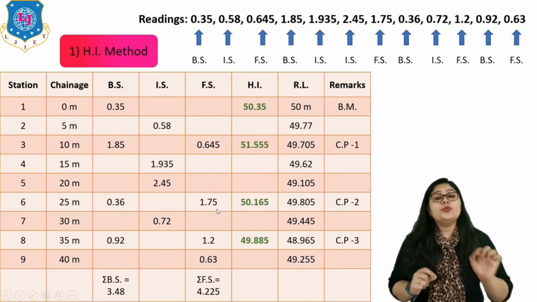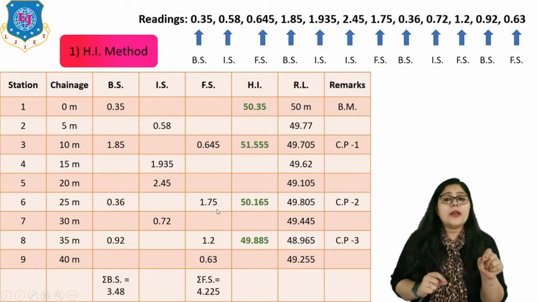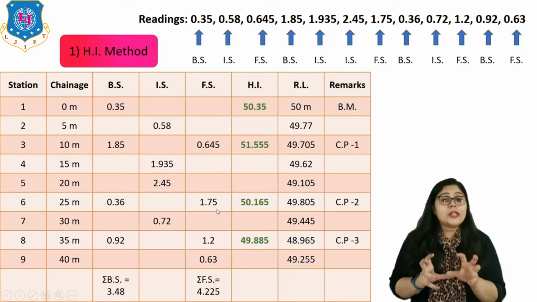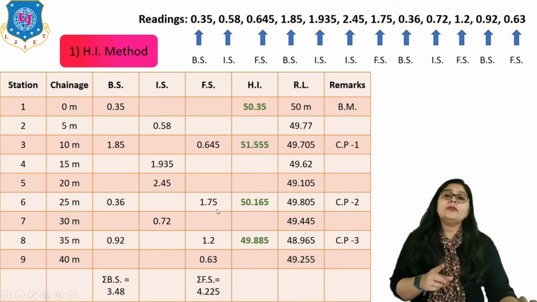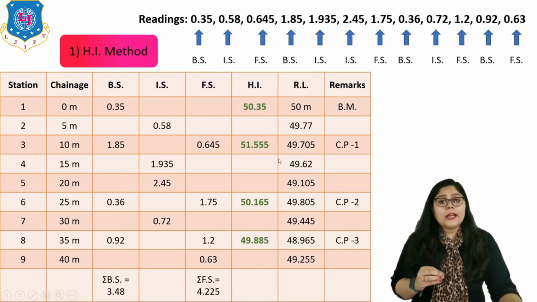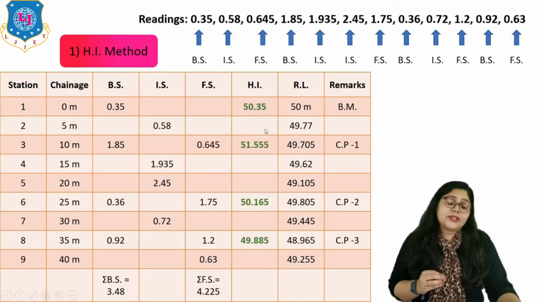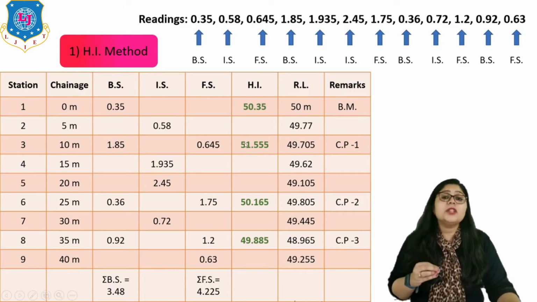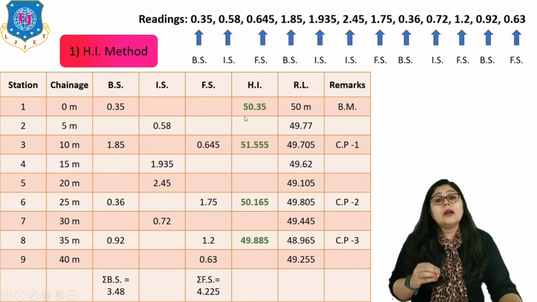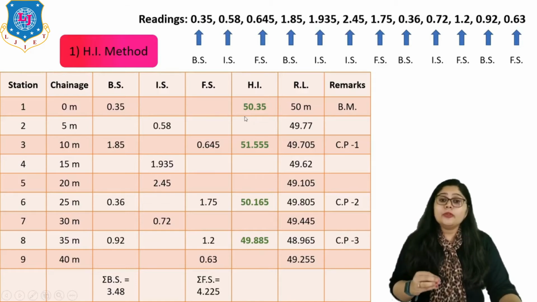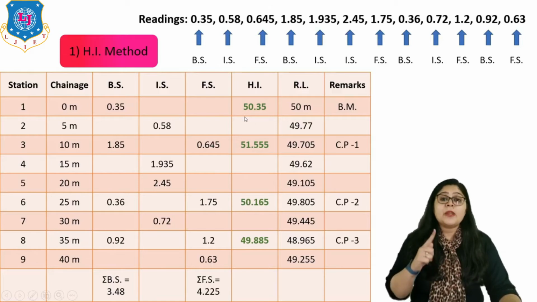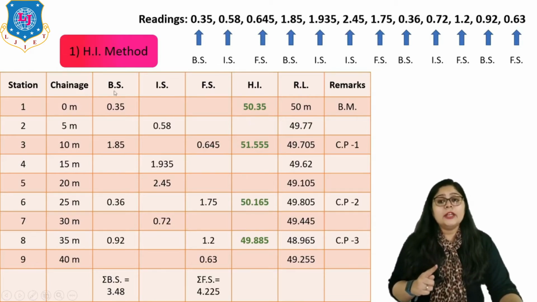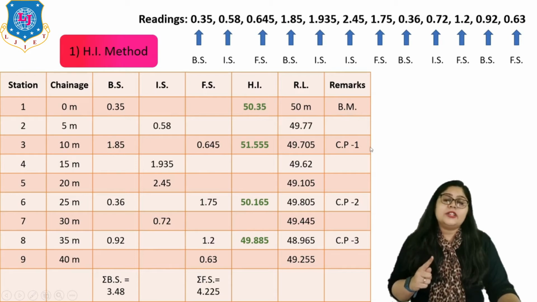This is very important: to fill the correct values of BS, IS and FS for all these stations, right? Once you put all the values correctly, only then can we start the HI method calculation, right? So now, once we put all the values, the first task is to identify HI, because as you know, in the HI method we have to calculate RL with respect to the height of instrument. Now here, how can I calculate the height of instrument? If you remember the various terms we have discussed, height of instrument can be calculated by simply adding the BS to the known RL or benchmark or change point, right?